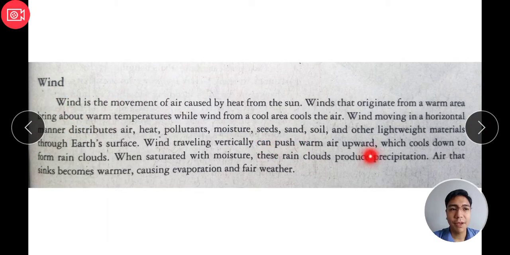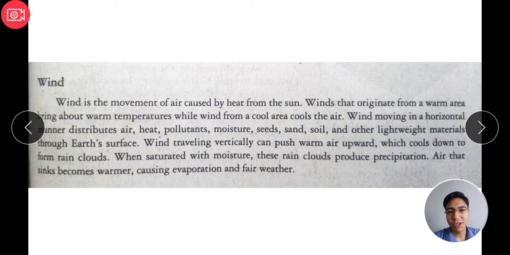Okay, isa sa mga nakaka-apekto is yung wind. So, wind is the movement of air caused by heat from the sun. The heat from the sun excites or makes the air particles move faster. Therefore, that's why there's wind. Okay? So, winds that originate from a warm area bring about warm temperature. Yung mga wind naman na galing sa malamig na area, cold ang binibigay na temperature. So, wind moves in a horizontal manner. That distributes the air, pollutants, the heat, the moisture, the soil, and other lightweight materials, ano mang object na sobrang liit.